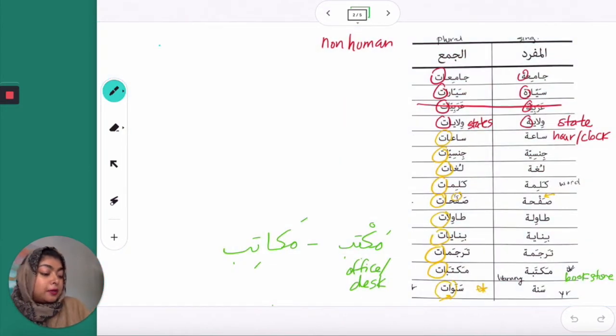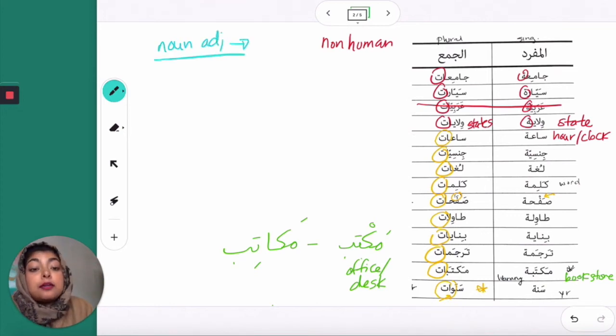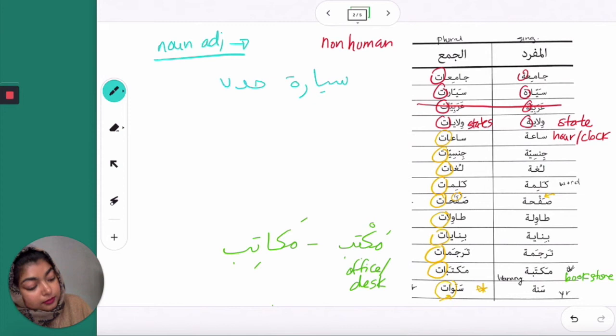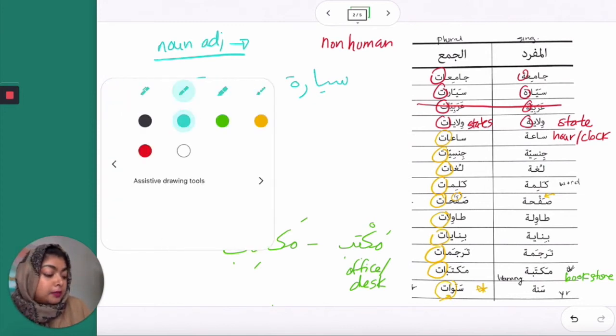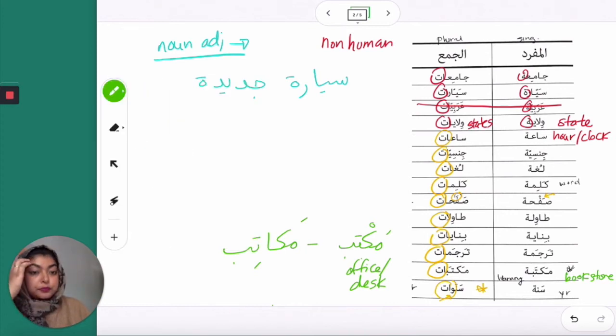When you have a noun adjective phrase, what do we do for matching when they're non-human? Okay. So if I say, for example, سيارة جديدة, a new car. Go ahead, pause and make it plural. Okay, سيارة becomes سيارات.